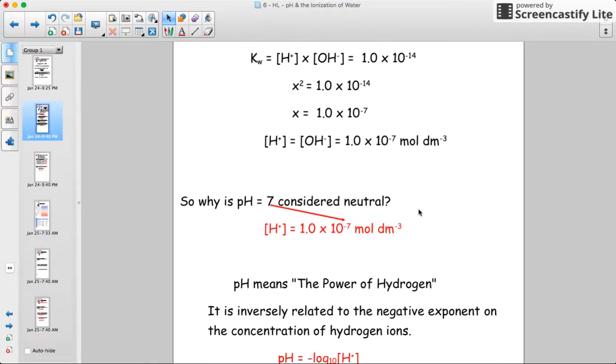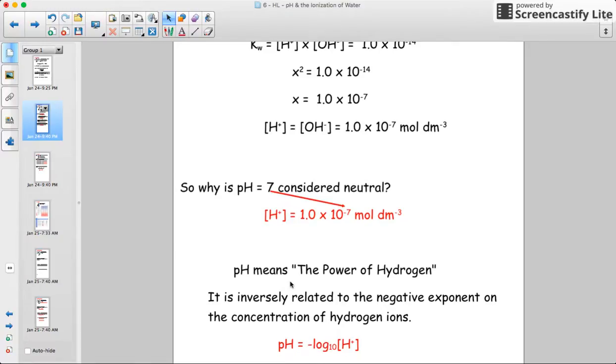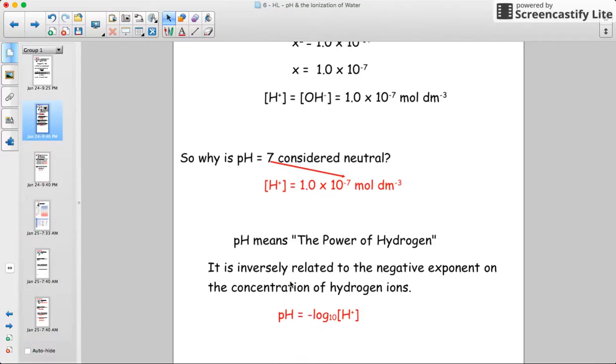And so on the pH scale, 7 is considered neutral. Why is it considered neutral? It's because that is the exponent of the hydrogen ion concentration. That's where pH comes from. So pH, you should take it to mean the power of hydrogen. As far as I've read, it's not really clear what the P was supposed to stand for from the person who created this scale, but we can take it to mean the power of hydrogen.